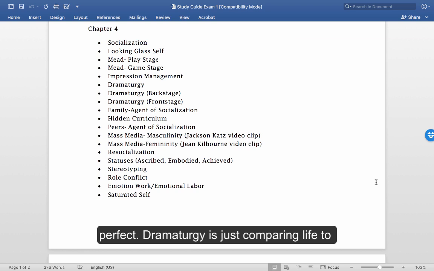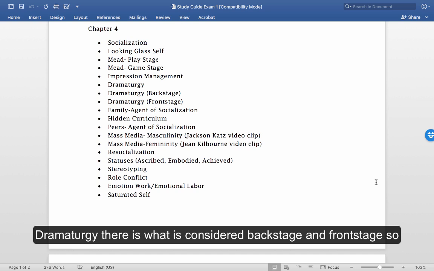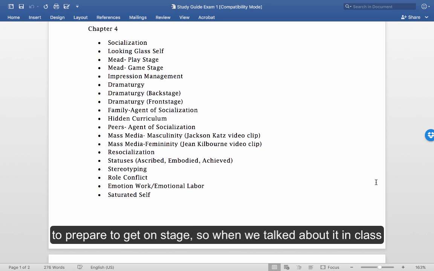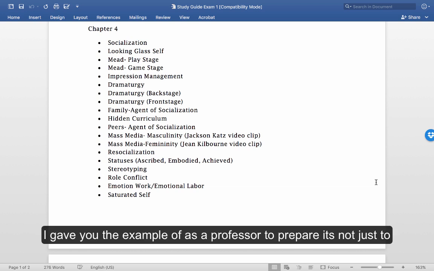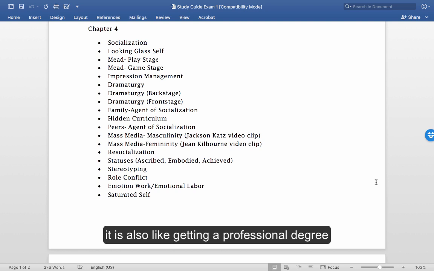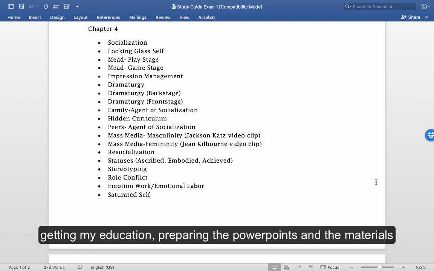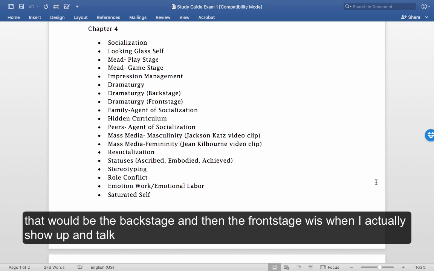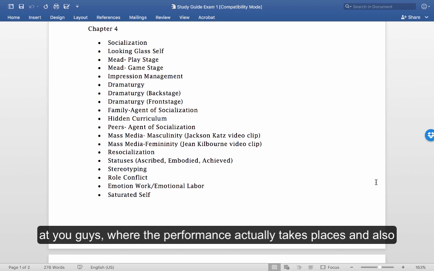All right, dramaturgy is just comparing life to a social play, right? We talked about this, how within dramaturgy, there's what's considered backstage and front stage, right? So backstage is when you prepare for a performance. So all the stuff you would do to prepare to get on stage, right? So when we talked about it in class, I gave you the example of, as a professor, to prepare, it's not just showing up and wearing professor blazers or whatever. It's also getting a professional degree, right? Getting my education, preparing the PowerPoints and the materials for class, right? Writing the exams, doing those kinds of things. That would be the backstage. And then the front stage is when I actually show up and talk at you guys, right? Where the performance actually takes place.